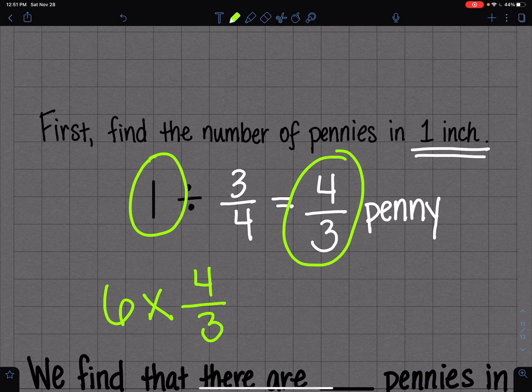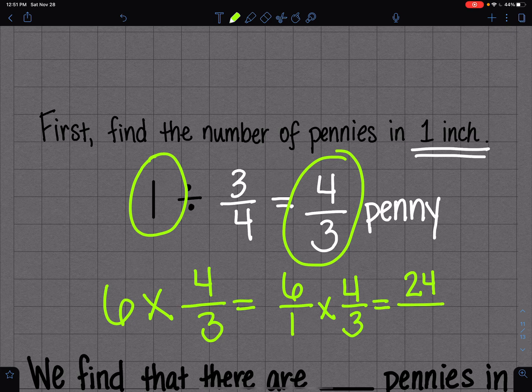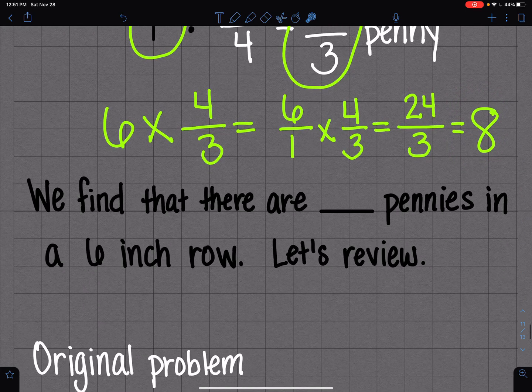And then this is basically like 6/1 times 4/3. What do we get? We get 24/3. What's 24 divided by 3? 8. That's good, because that means we don't have to divide any pennies in half. So that's good that we got a whole number. So the answer is 8. So we found out that there are 8 pennies in a 6-inch row.